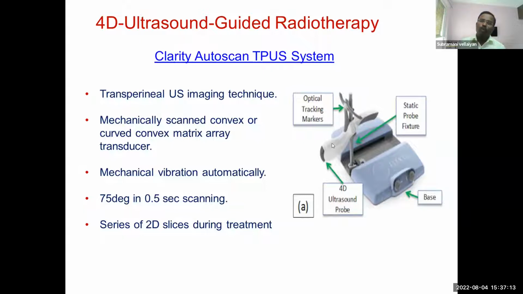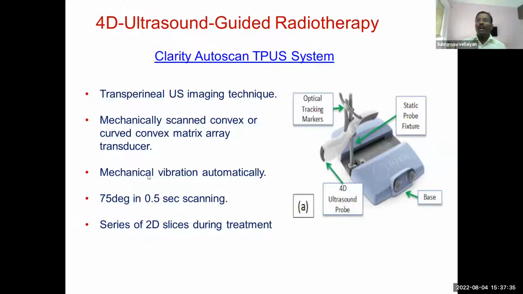So this is the probe. You can see that there are infrared reflective markers like a tree. There are 4 markers, and this is the base plate which will be attached to the treatment couch. So basically this will be attached to the perineum of the prostate. Then during the treatment, it will be acquiring the images.